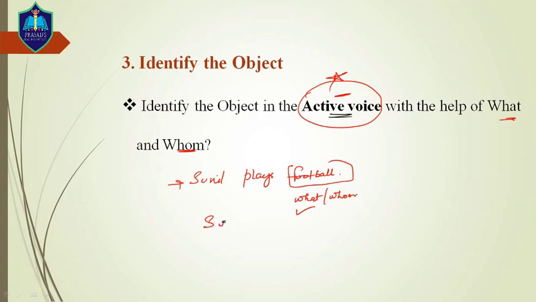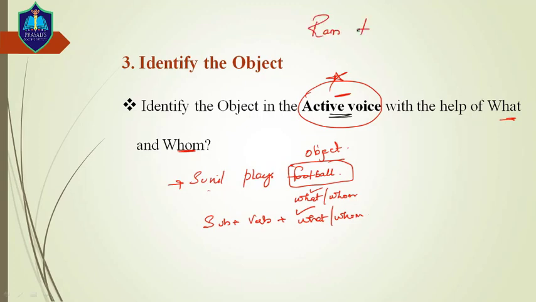Say subject and verb, and use what or whom to check whether the thing is object or not. See here, Sunil plays what? He plays football. So we can replace football with what, right? So we can consider football as our object. This is one way to identify the object. We can use this if the statement is in active voice. This is very easy, very simple. You should not be confused.